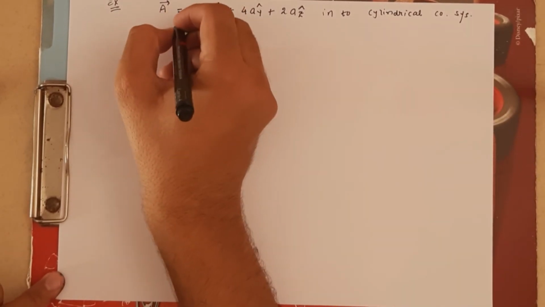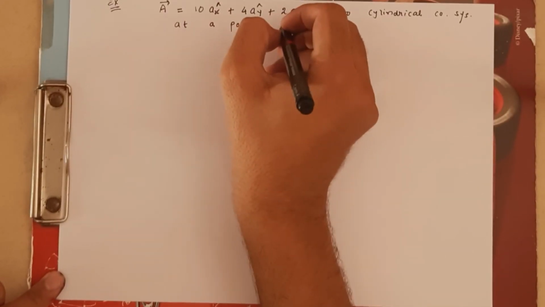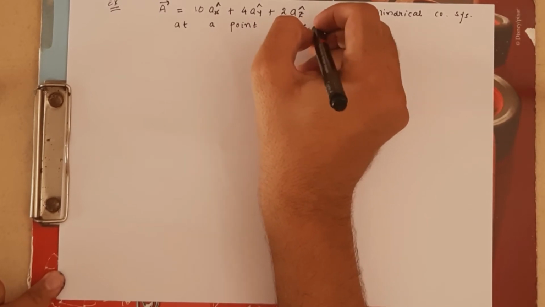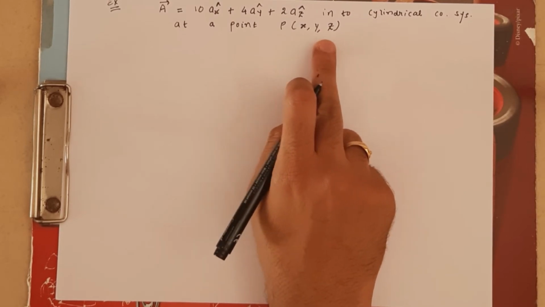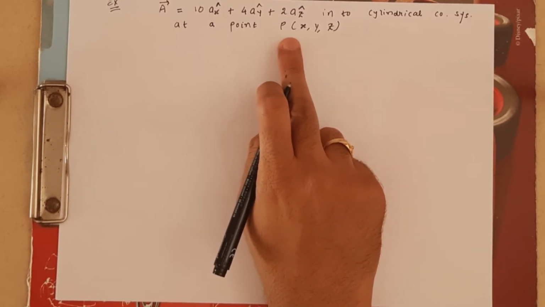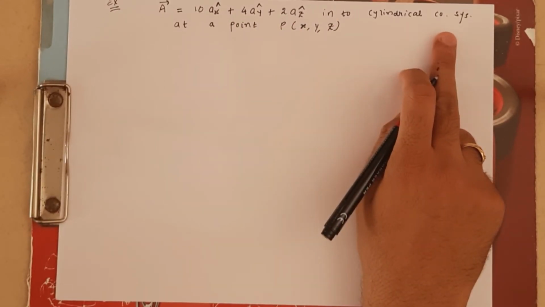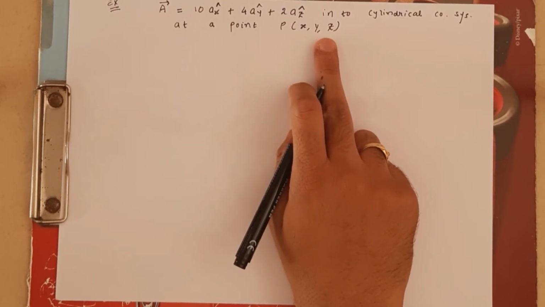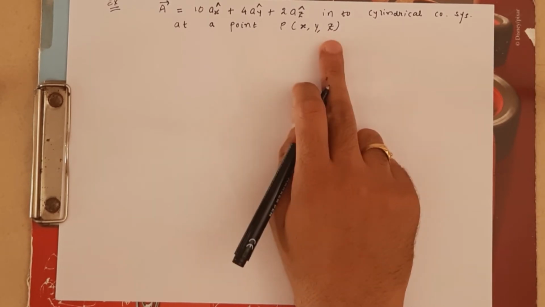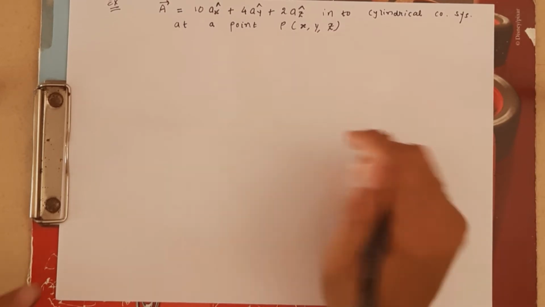At a point, now the point is also given. At a point P of x, y, z. See here, the point is x, y, z. No value is given. It's a generalized x, y, and z. So now how to convert a vector into the cylindrical coordinate system at this point. In some examples the value of the point is also given, but here it is not given. We will discuss later how to convert if the point value is given. The method remains the same.